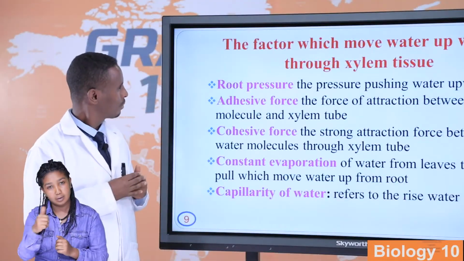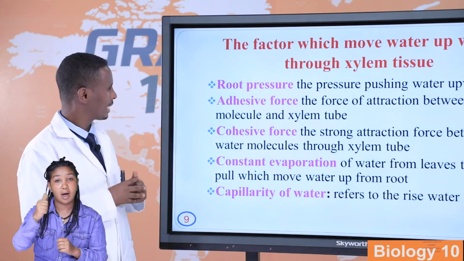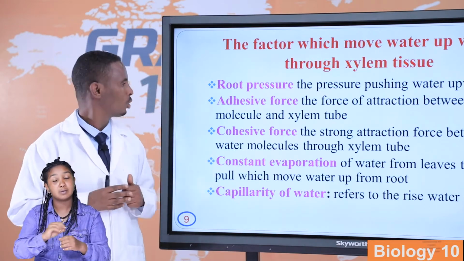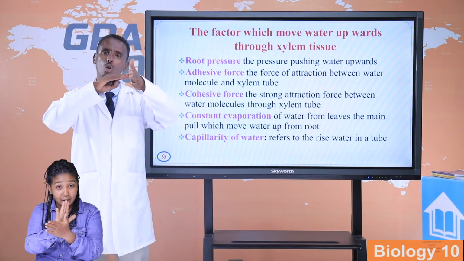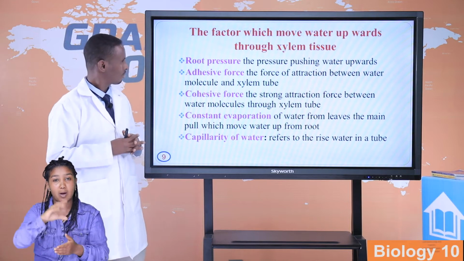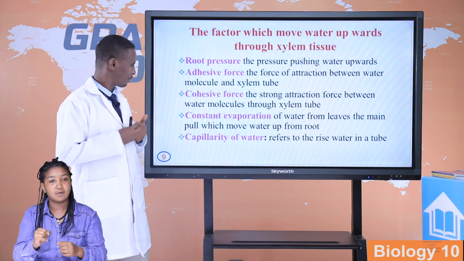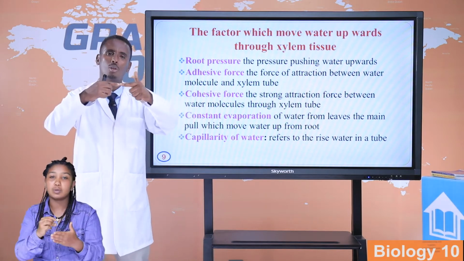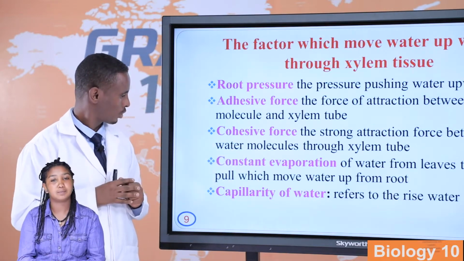The other force which makes water move upward is adhesive force. Adhesive force is the force of attraction between the water molecules and the walls of the xylem tube, the most important force which moves water upward. The other is cohesive force. Cohesive force is the force of attraction between the water molecules.